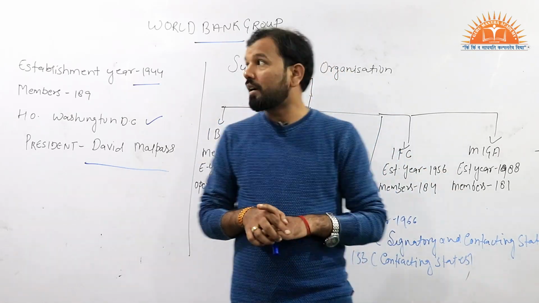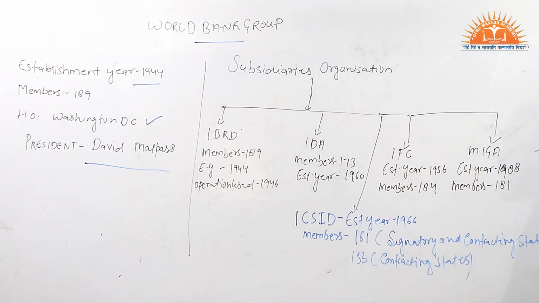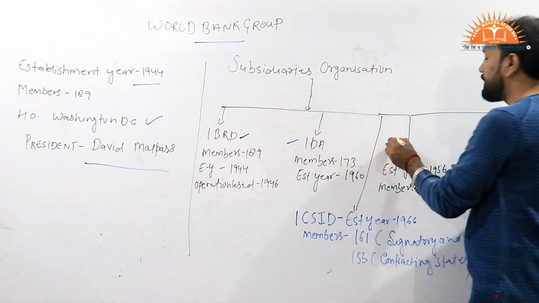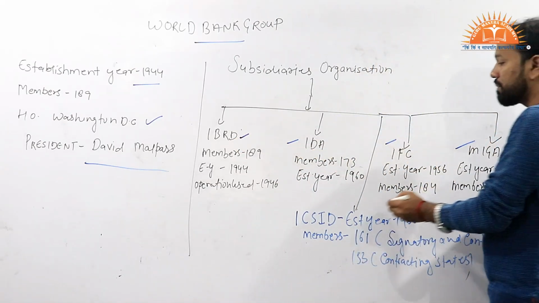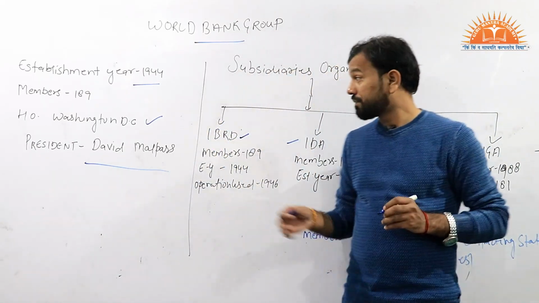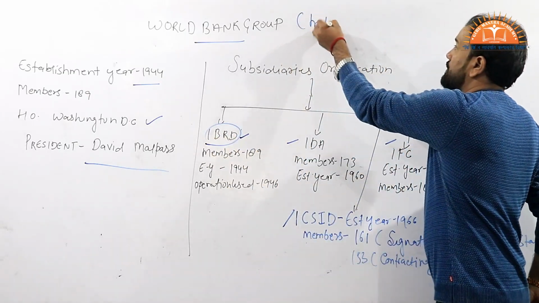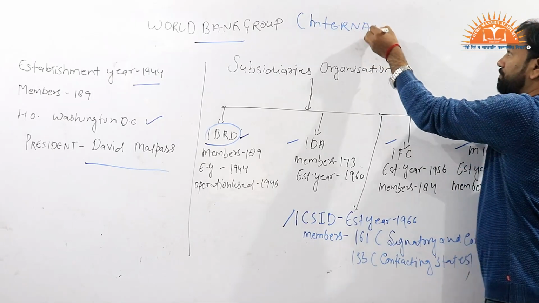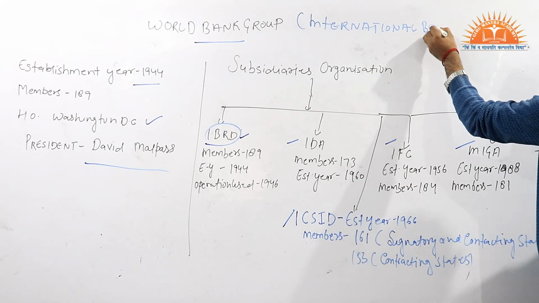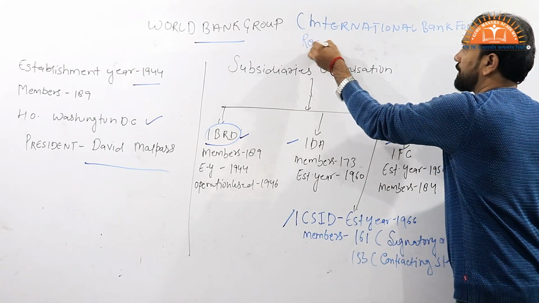Now we are starting with the intermediary organizations of the World Bank. There are 5 main intermediary organizations: first is the IBRD, second is the IDA, third is the IFC, fourth is the MIGA, and fifth is the ICSID. Firstly, we will start with the IBRD. IBRD stands for the International Bank for Reconstruction and Development.